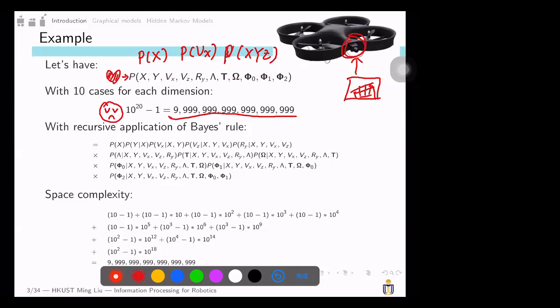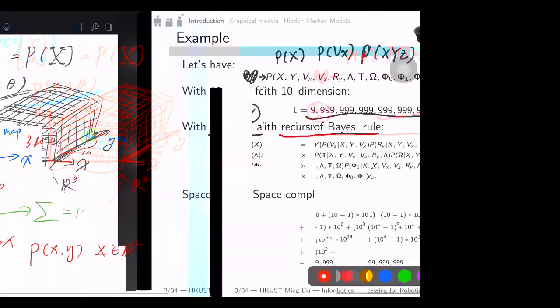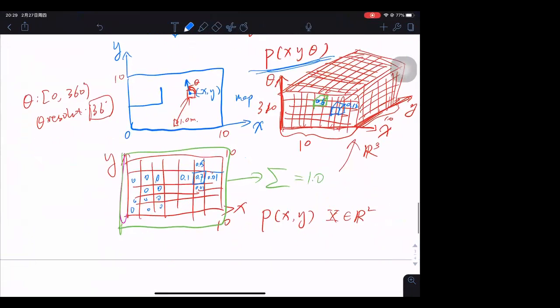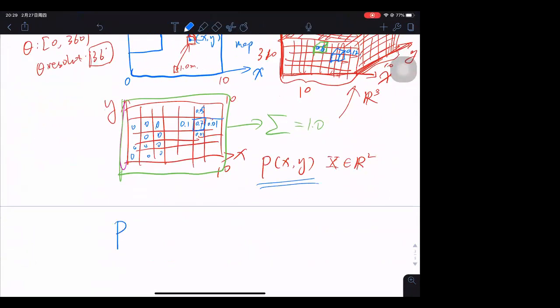One thing to further analyze this space is that we can recursively apply this Bayes rule, using a simpler example like this one, right? So if we want to know about p(x, y), how can you know it? p(x, y) is actually p(x) times p(y given x).